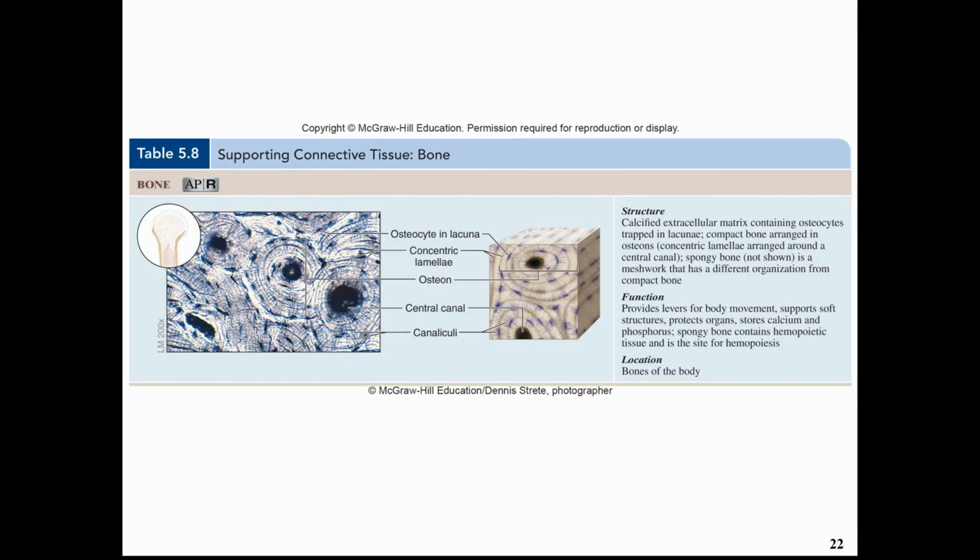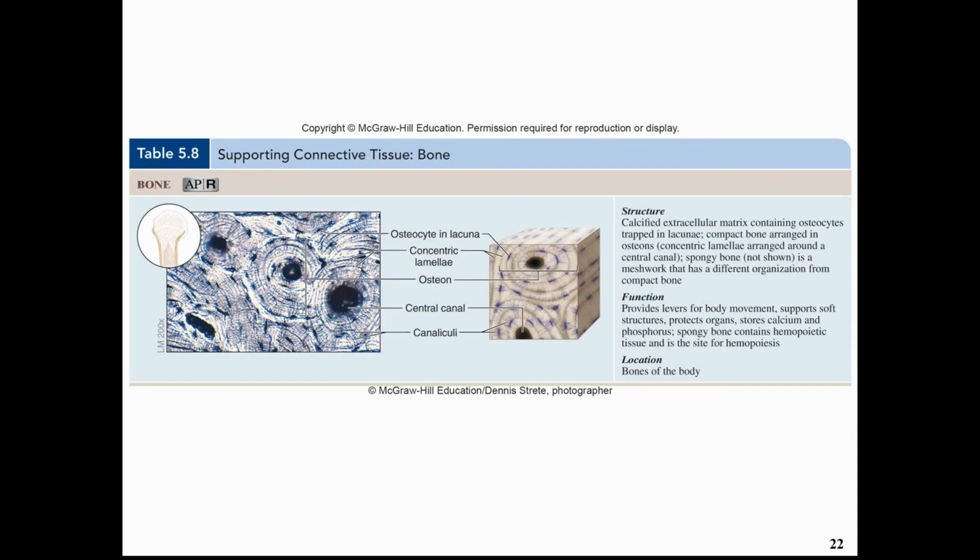Finally, our last supporting connective tissue is bone. Now, there are two types of bone. There is compact bone, which you can see here, and there is spongy bone. Bone is much more solid than cartilage. It offers greater support, but it has less flexibility.